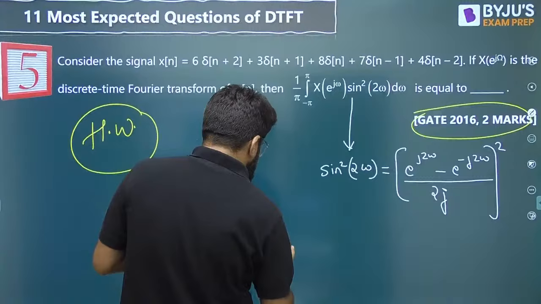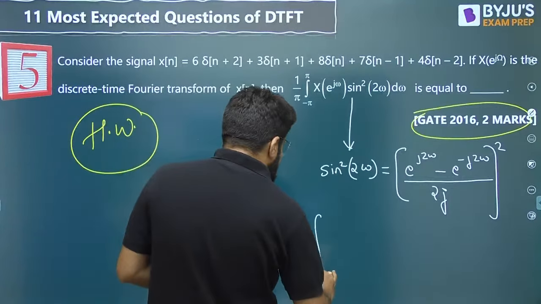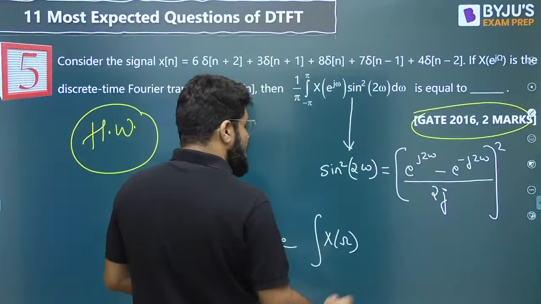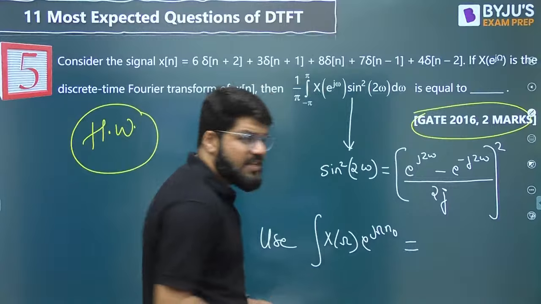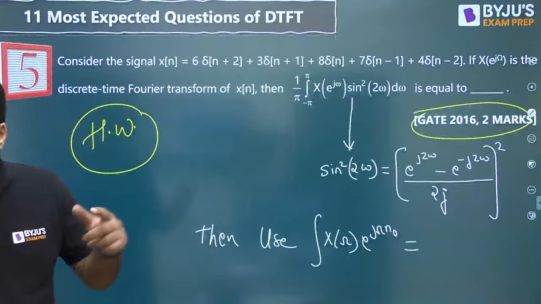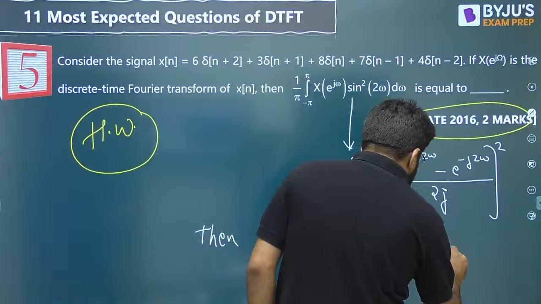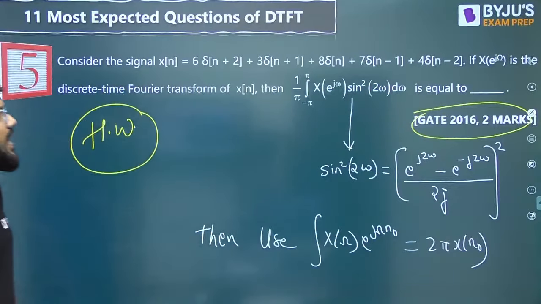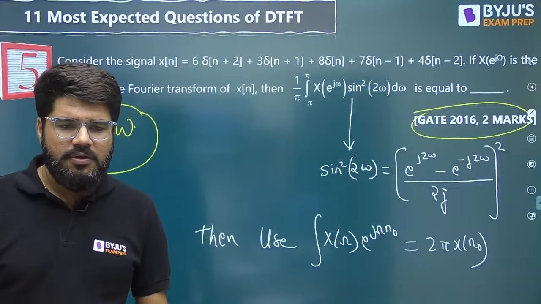So what you have to use then, after this, you have to use that integral of X(ω) e^(jωn₀). Again related with question number 1 part 2. Today's class only question number 1 part number 2. This was equal to 2π x[n₀]. x[n] is given to you.